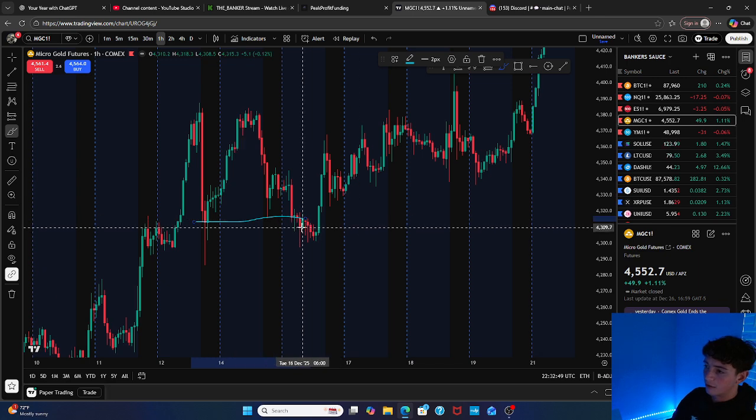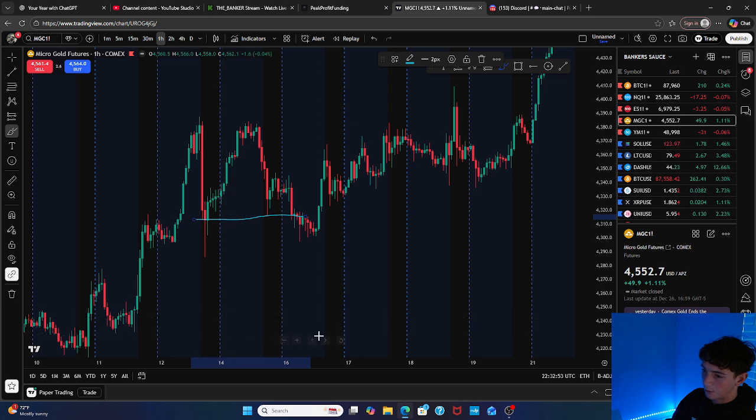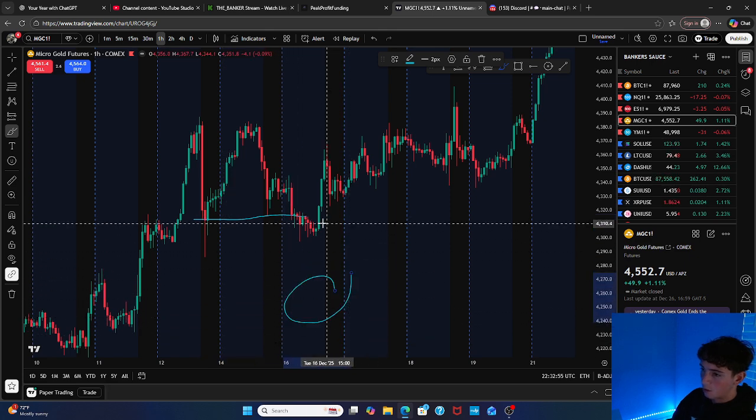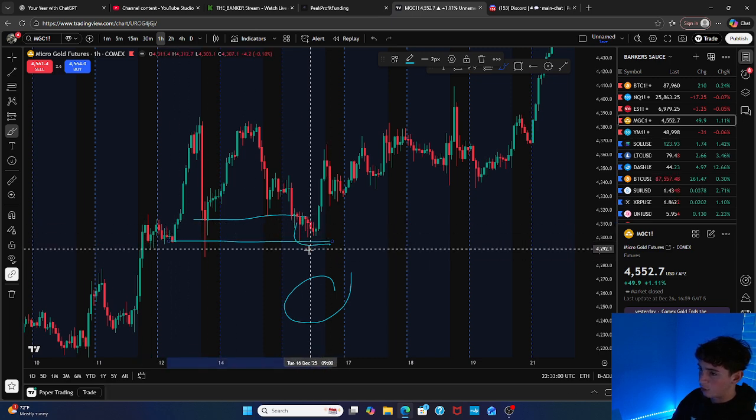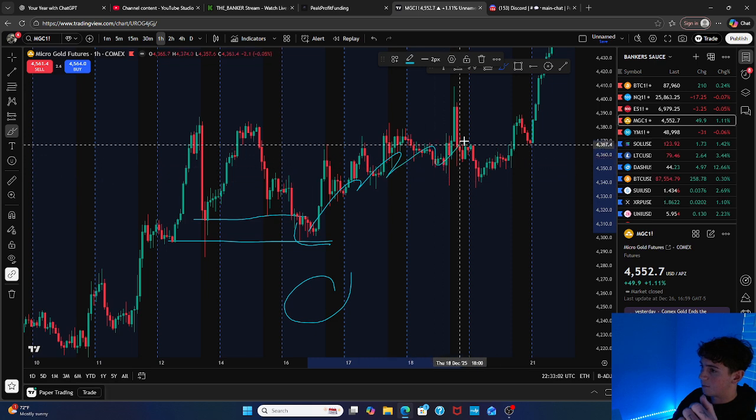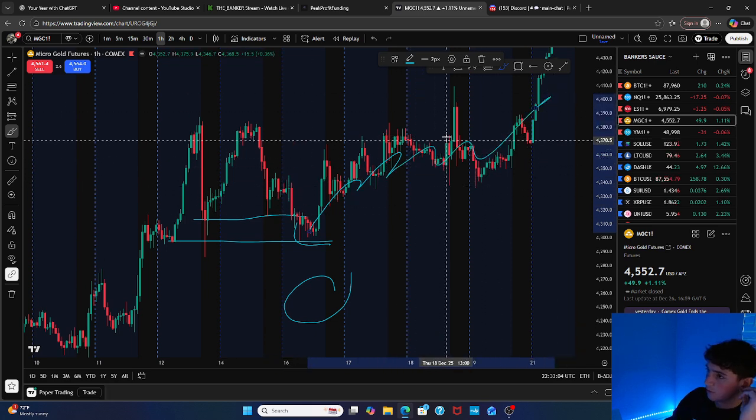So now we're going to look to either continue the sell off until probably somewhere down here, or we're going to want to sweep liquidity under this low right here, start an order block, and then make our push up. And that's exactly what we ended up doing here.